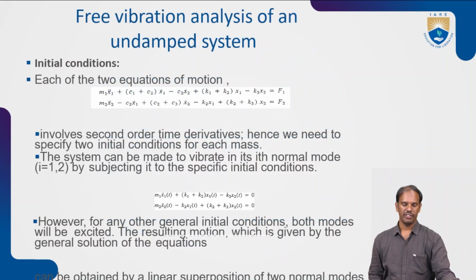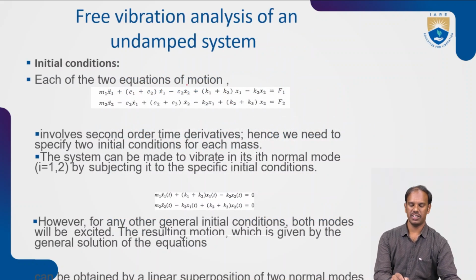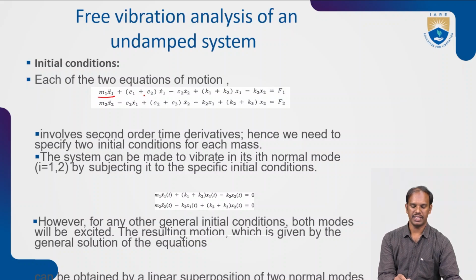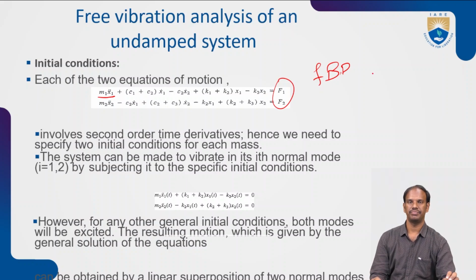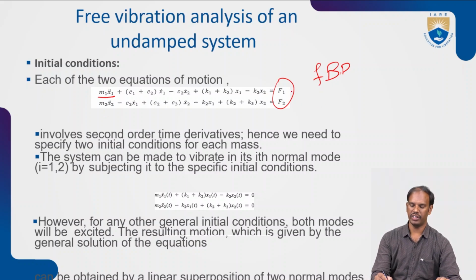Okay. So from these initial conditions, each equation of motion we can write as m1 x double dot plus c1 plus c2 of x dot 1 minus c2 of x dot 2, plus k2 plus k3 of x1 minus k2 of x2. We can write it in terms of forces. So we already said there is an equation of motion from the free body diagram. From this free body diagram, we know that there is F1 and F2.